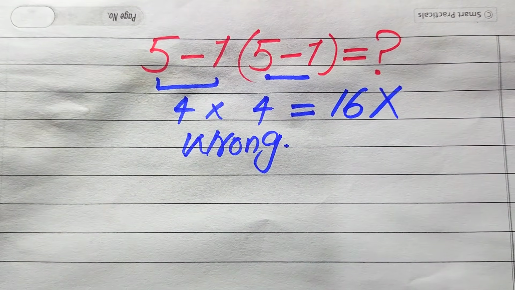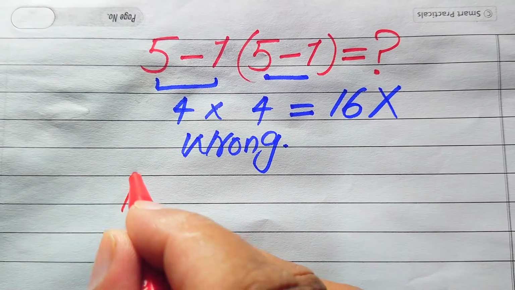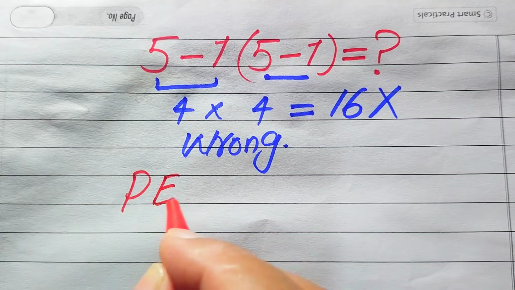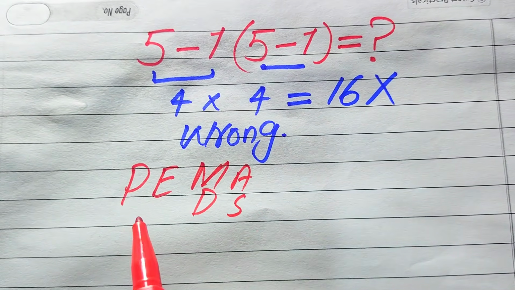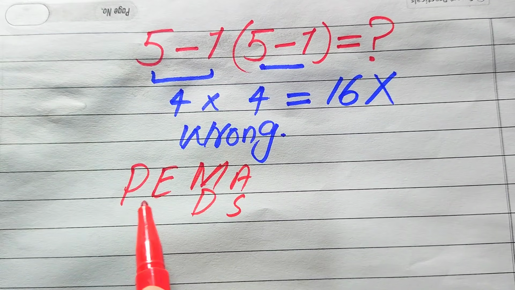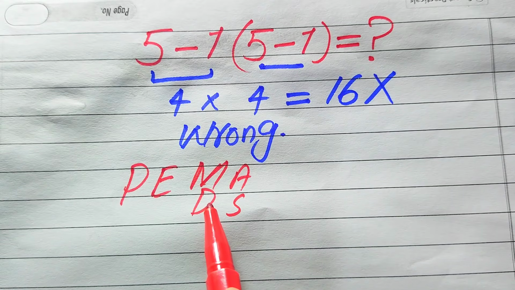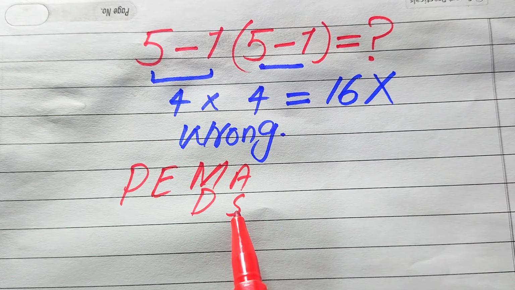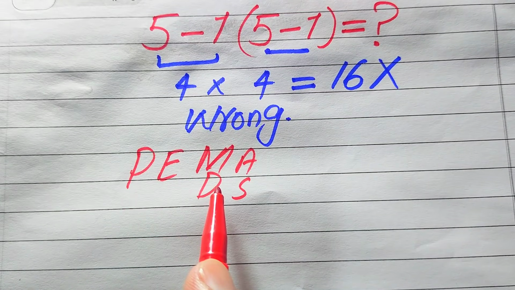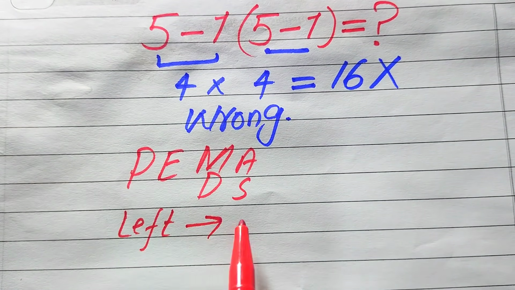In order to solve this type of expressions, you remember the PEMDAS rule. Here I can just explain the PEMDAS rule. P stands for parentheses, E stands for exponents, M stands for multiplication, D stands for division, A stands for addition, and S stands for subtraction. So you remember the order of these operations from left side to right side.